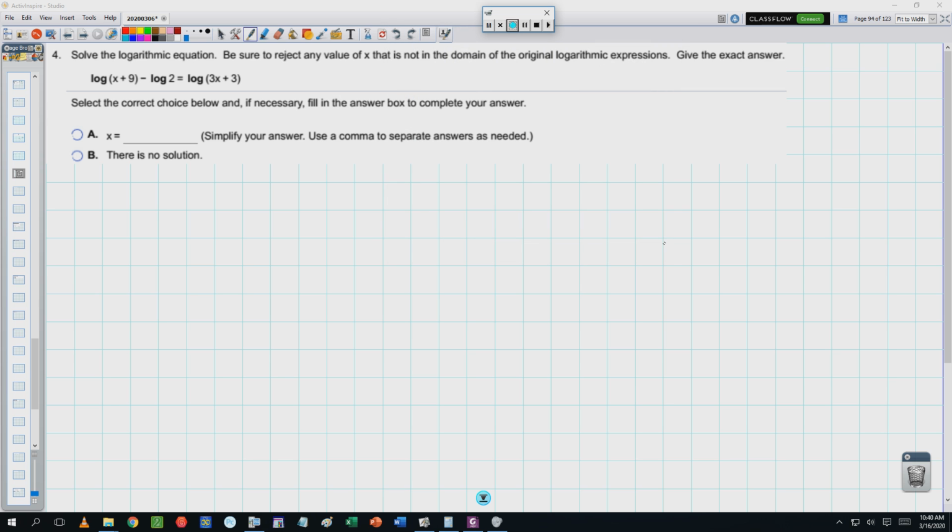Solve the logarithmic equation. Be sure to reject any extraneous answers. Give the answer. All right. We have logs, logs, and logs, so we have to combine these two logs on the left-hand side, because if I can get a log equal to another log, then the logarithms become irrelevant. There's a minus sign in between these, so I can combine the two logs on the left as a quotient.